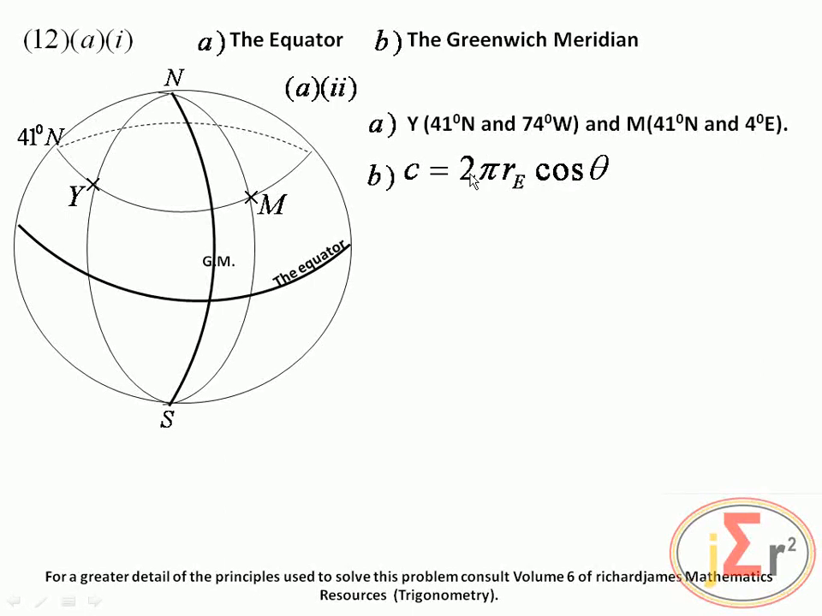So we have 2 times pi times r, but the radius that we have is the radius of the earth times cosine of theta, because we are talking about the radius of the circle of latitude 41 degrees north. So this angle is going to be 41 degrees. So we have what? 2 times 3.14. It was suggested that we use 3.14 in the statement of the problem. And we have the radius of the earth right here, and we multiply that by cosine of 41.